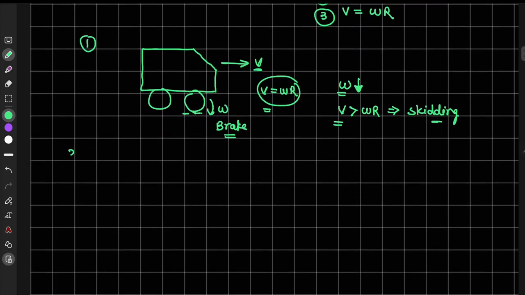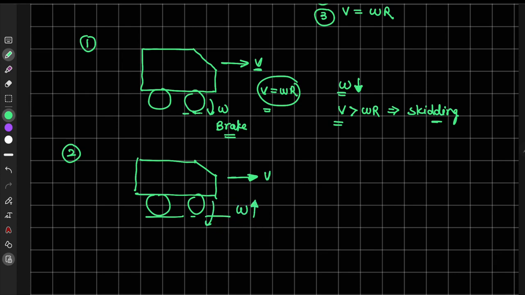Now talking about the second condition, let us say your car is on a mud surface, and you are trying to move with a certain velocity v, and as you are accelerating, you are increasing omega. But there is not enough friction between the surface of the wheel and the mud surface, so it is not able to produce that much velocity. So in this case the velocity will be less than omega r. We call this the condition of slipping.